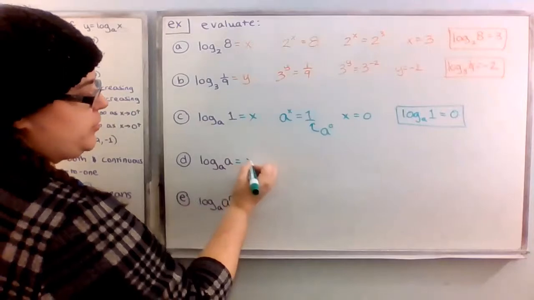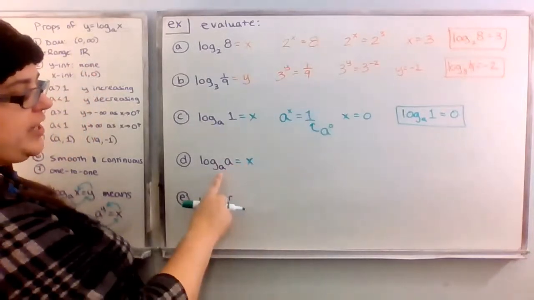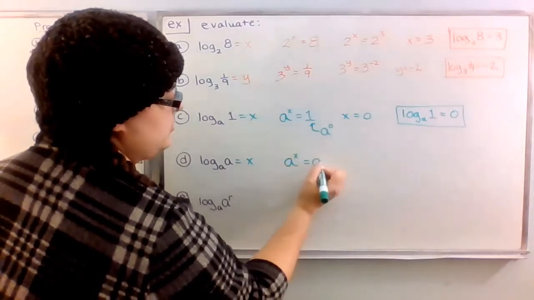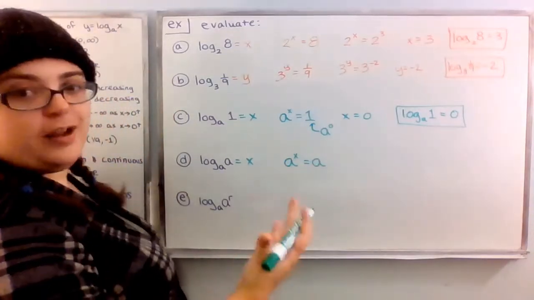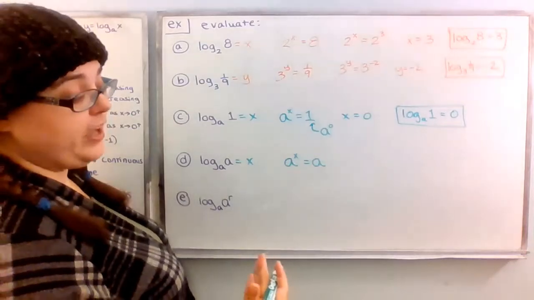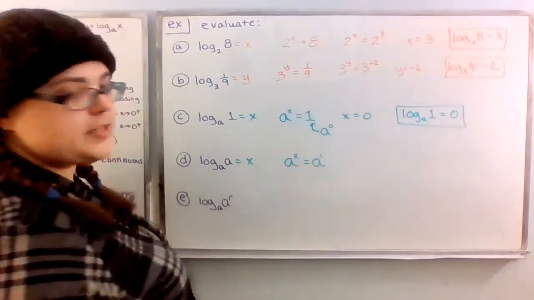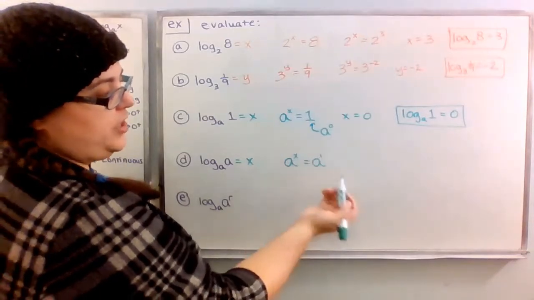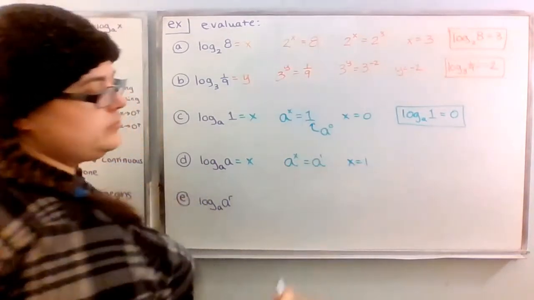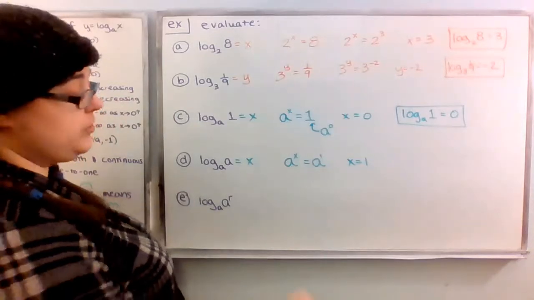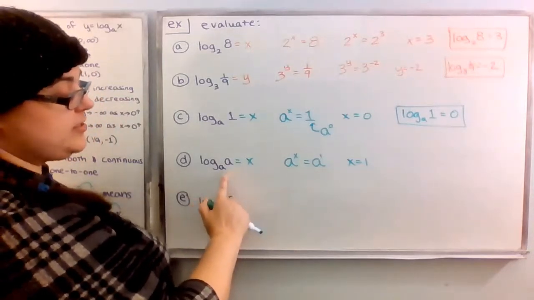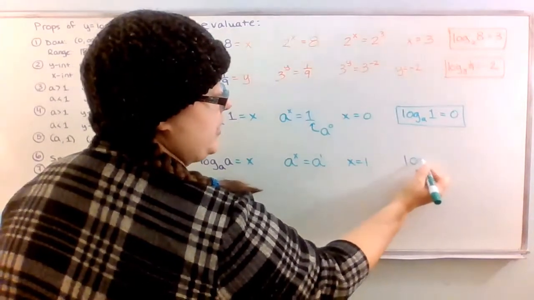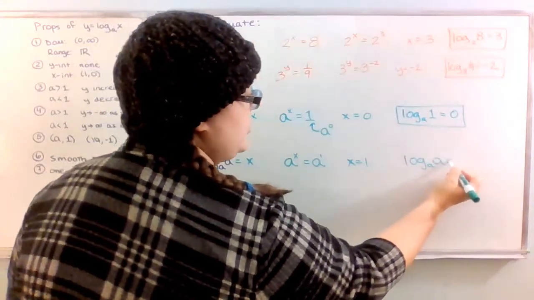We'll take a similar approach for this one here. Again, I'm going to set it equal to something, and I'm going to say a to the x equals a. Now, when you don't have an exponent written on a value, it's implied that the exponent is 1. So in this case, x is going to equal 1. In other words, the base and the base are undoing each other here, and we just get 1 out of it. So we have log base a of a is equal to 1.